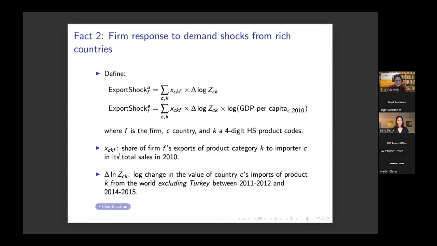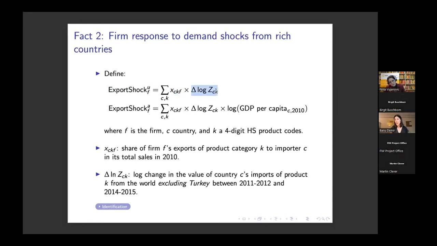Now the second fact, or second necessary condition, that we need to verify in the data to be able to argue propagation is how firms respond to demand shocks originating in rich countries. To do that, we employ a shift share regression design. It is now pretty popular, many people are doing it, so I'm sure many of you are familiar with the setting. We construct export shocks at the firm level by looking at the product country composition of the firm at the beginning of the period. These are the shares of country product pairs in the firm's total sales at the beginning of the period.